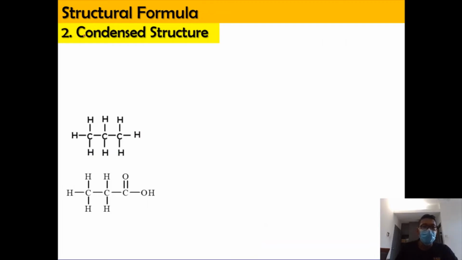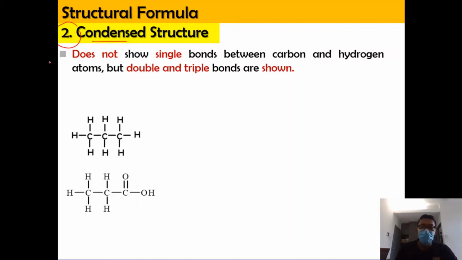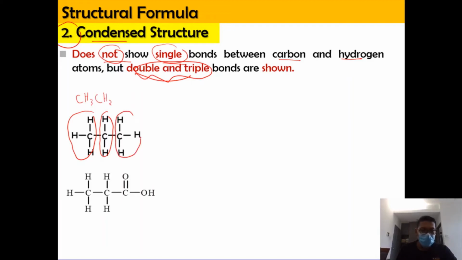Now we move on into the second part, which is condensed structure. Condensed structure is basically like a reverse of the expanded structure, where it does not show single bonds between carbon and hydrogen, but it shows double and triple bonds. So in this case, you can see that here can be represented by CH3, here by CH2, and here by CH3, because we don't need to show the single bond here.